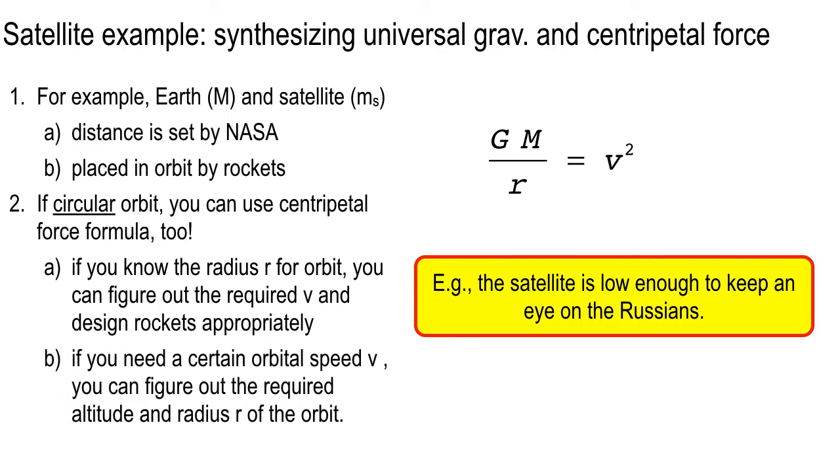What about if you need a certain orbital speed? Just plug in V and then figure out what your R is. Then get your satellite up to that orbit, up to that altitude, and you're good. Set your rocket so the very last ounce of rocket fuel gets you to that altitude and that speed, and bing, you're good. Now, here's an example of that. Here's a real satellite concept.